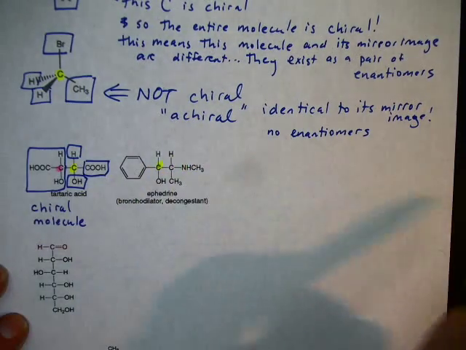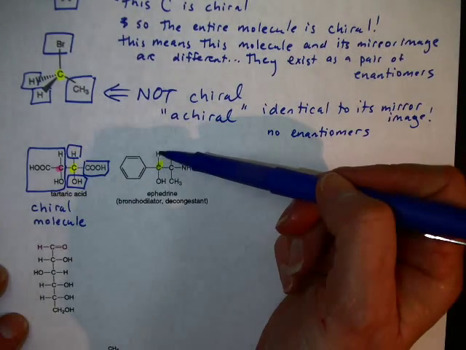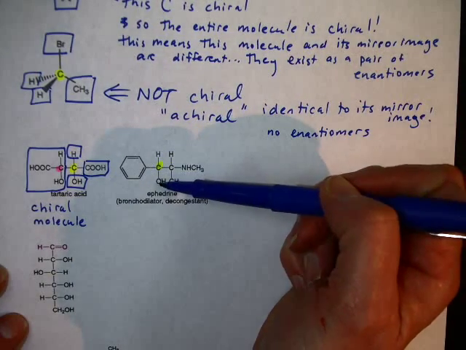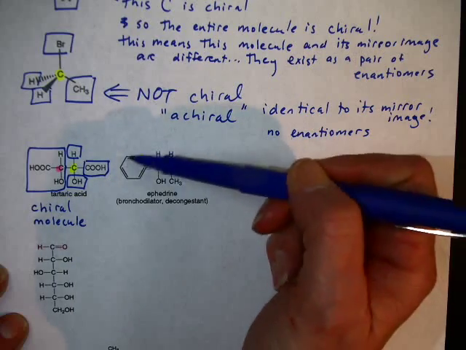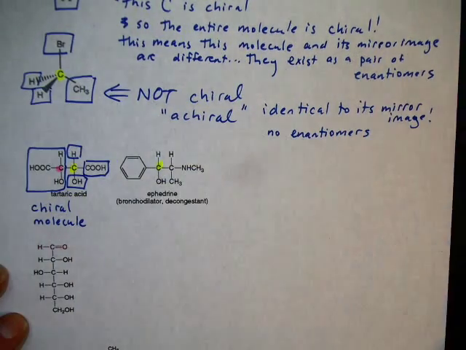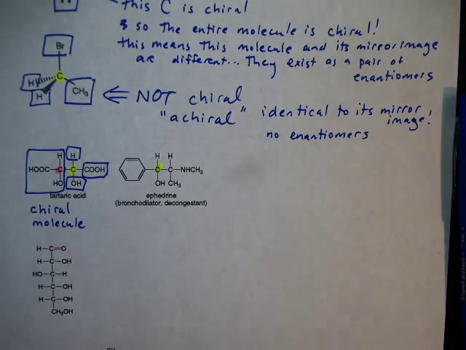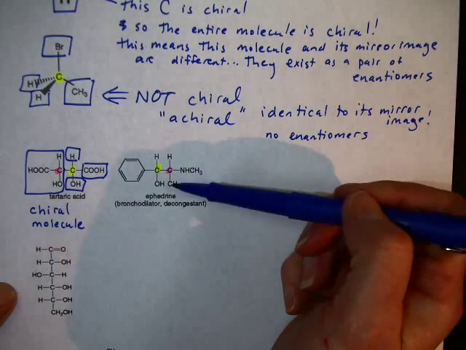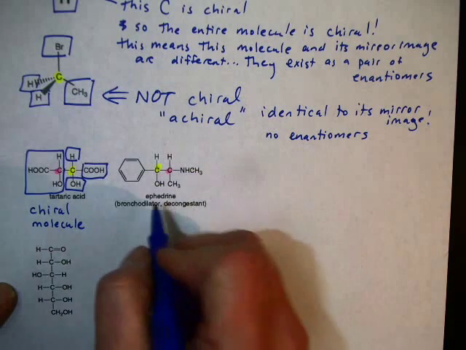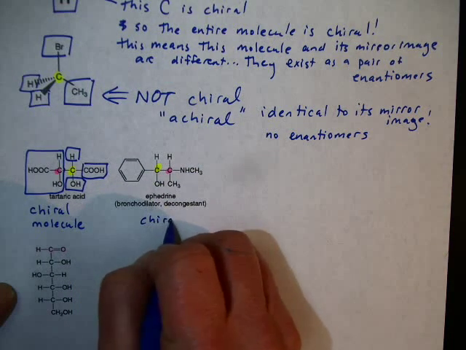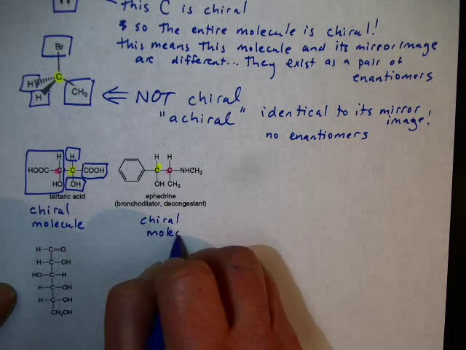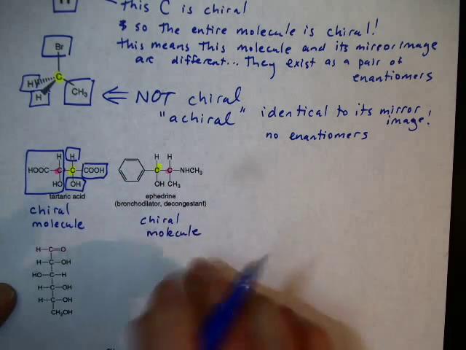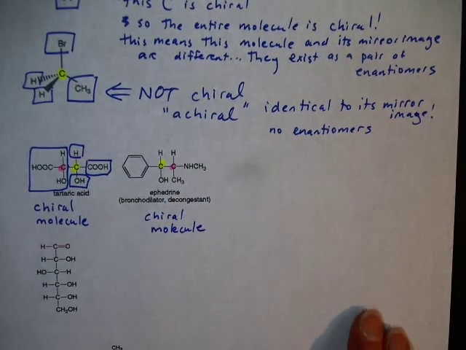This yellow carbon, definitely all 4 groups are different: H, OH, all that stuff in the benzene ring. And let's see, the pink one is also chiral: H, that stuff, methyl, and all that stuff. So this also has 2 chiral carbons. We only needed 1, but it has 2. This is a chiral molecule.